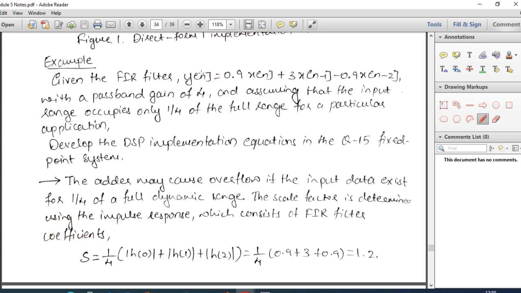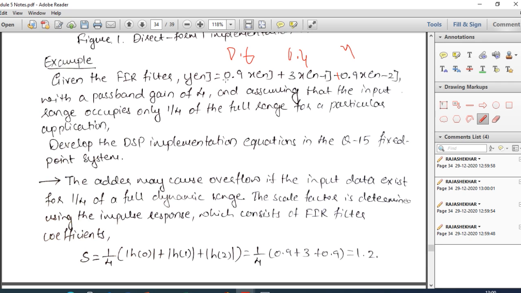Here check y(n) equals, instead of 0.9 choose 0.6. Instead of 3 take it as 0.4. And here instead of 0.9 take it as 4. Make this positive. Repeat the above example, only change the coefficients and change the value of 1 by 4 to 1 by 2. So these are the altered values which I have given right now. Try this on your own and prepare the answer.